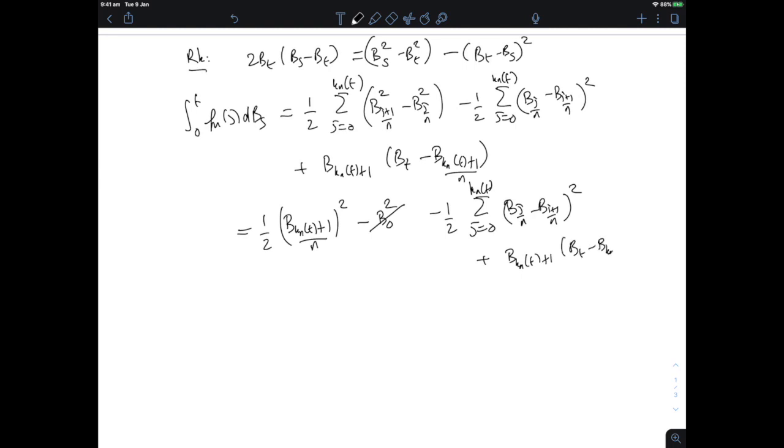So what is the idea here? As I send n to infinity, I expect this last term to go to 0. I expect this term, of course, to go to b_t squared over 2, because (k_n(t)+1)/n goes to t. And what about this term? That is really the interesting term. That's the term that's going to go to t over 2. So (k_n(t)+1)/n goes to t as n goes to infinity. That's a fact, a property of numbers. Indeed, (k_n(t)+1)/n minus t is always smaller than 1/n, so this is certainly going to 0 as n goes to infinity.